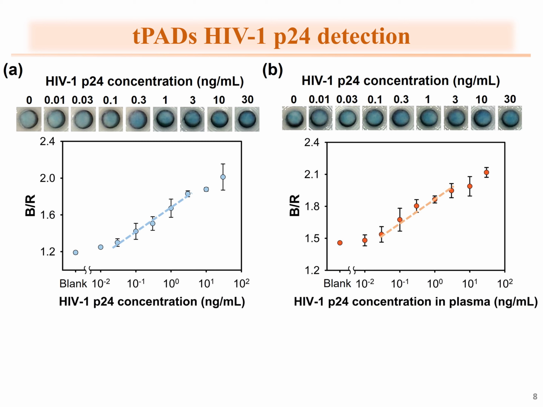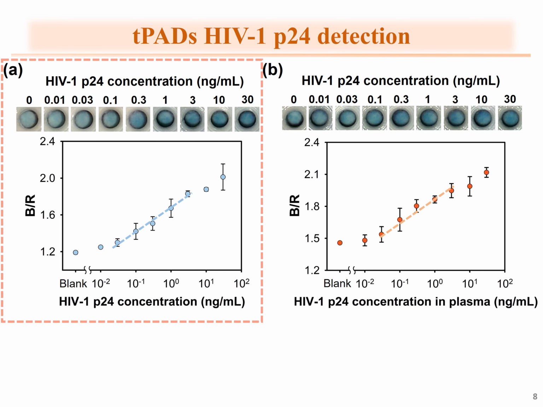To demonstrate the feasibility of the proposed origami-based 3D T-PASS design, we used the device to detect HIV. We chose the viral capsid protein HIV-1 P24 as the target antigen. Using the proposed sensor, we established the standard curve of the HIV-1 P24 protein concentration. We found the BR values increase as we increase the HIV-1 P24 protein concentration.